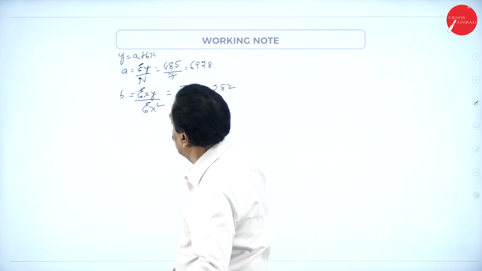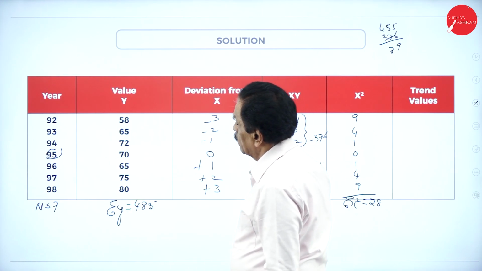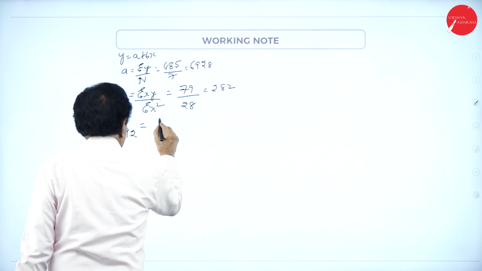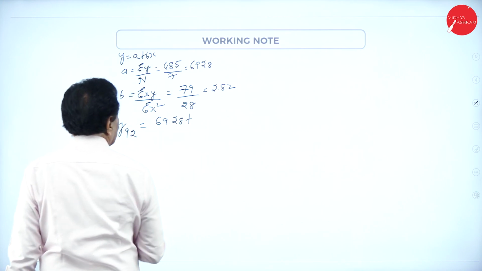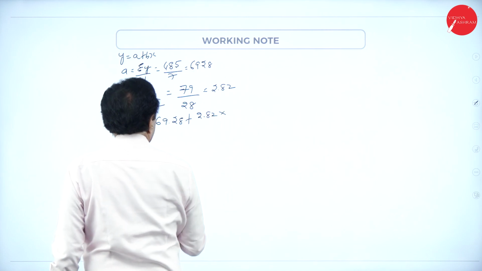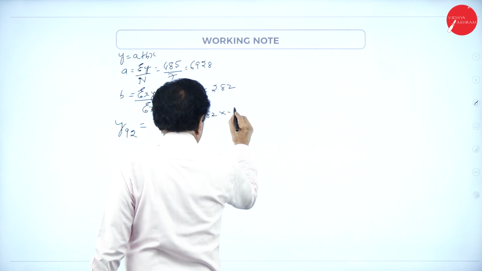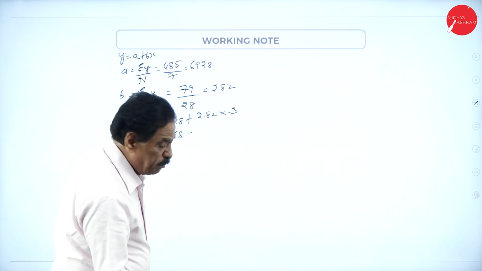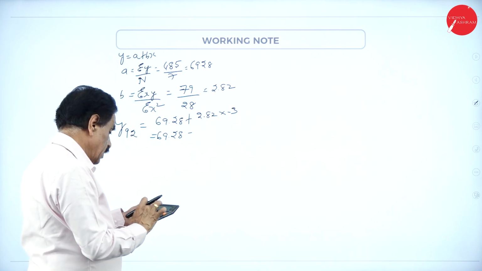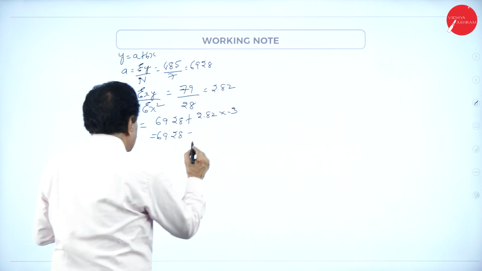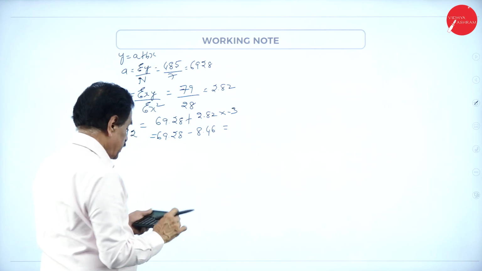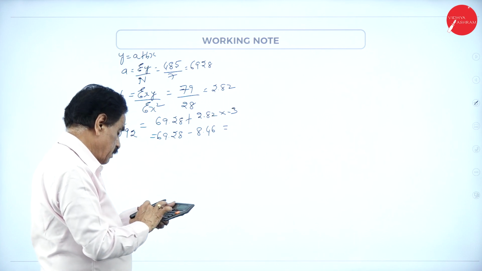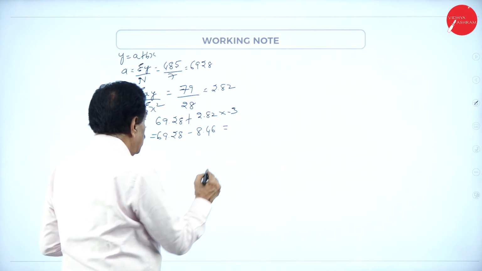You have to apply one by one year. Which is the first year you got? Y92. What's your A? 69.28 plus what's your B? 2.82 into X, minus 3. This is 69.28 minus 2.82 into 3, minus 8.46. Deduct. 69.28 minus 8.46 is 60.82.